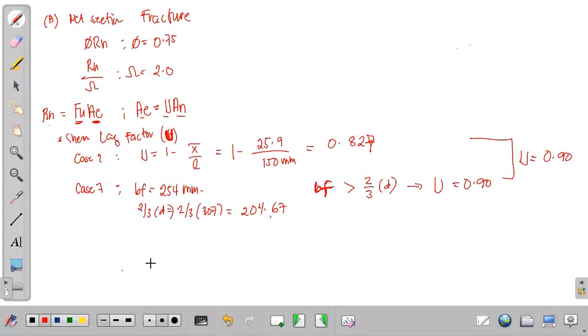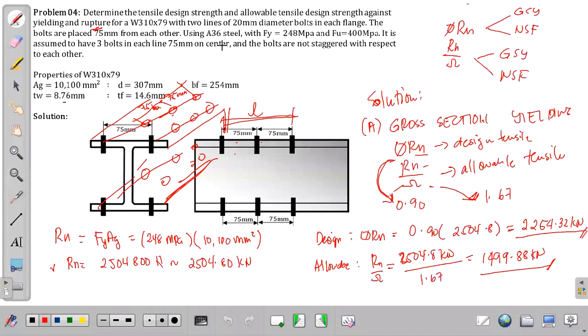Okay? So that is for our shear lag factor. Meron pa tayong isang kukunin for us to solve the effective net area, yung ating AN or yung net area. Okay? So our net area is equal to area gross minus the summation of DE times the thickness. Okay? So ano yung magiging value ng effective hole diameter natin?